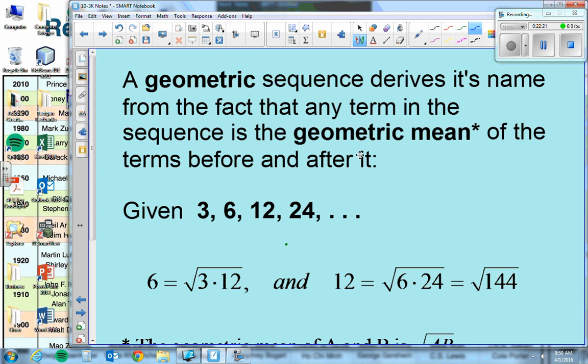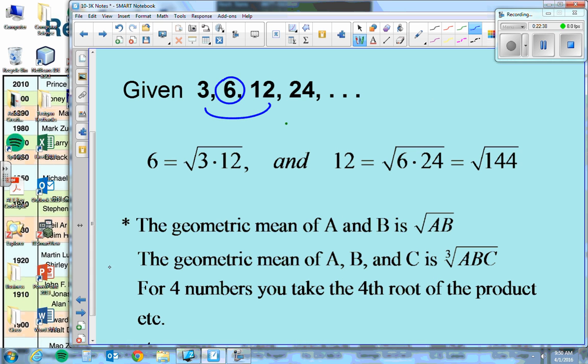Moving on. Now look at this. I told you before why arithmetic sequences are called arithmetic. Geometric for the same reason, more or less. It's because any term is the geometric mean of the term before and after it. Which means I should probably explain what a geometric mean means. You simply take the product and take that root. So for 2 numbers, you take the square root of the product. 3 numbers, you take the cube root of the product. 4 numbers, you take the fourth root of the product. That's how you find the geometric mean. So we're just doing 2 numbers, so it's easy.